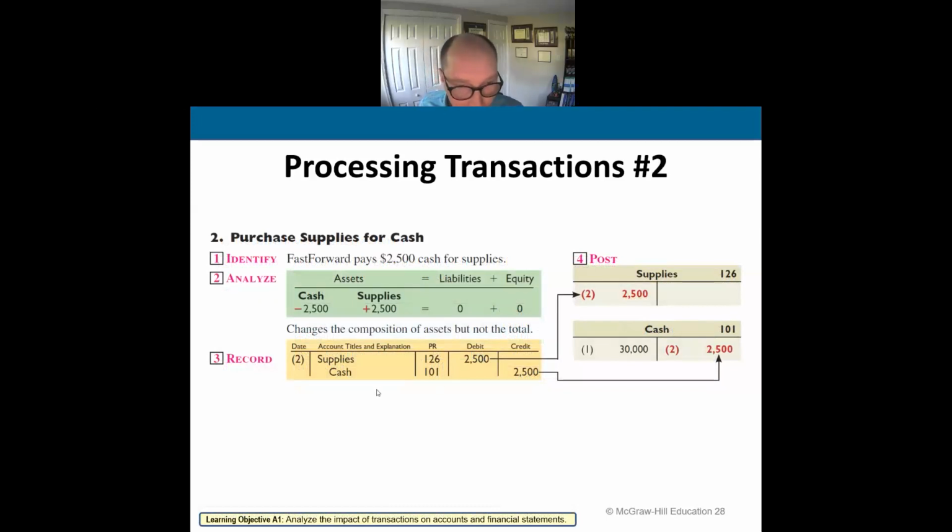Here's another transaction. This is the second transaction. We purchased supplies. So we got a purchase order, packing slip, and invoice. And we paid it. Looks like we paid it right away.